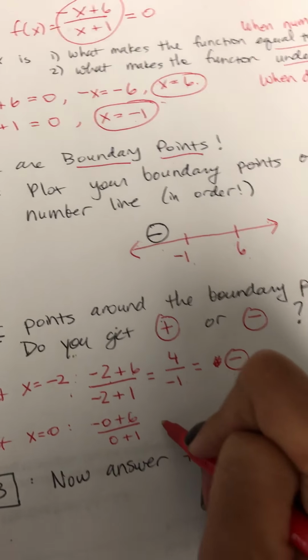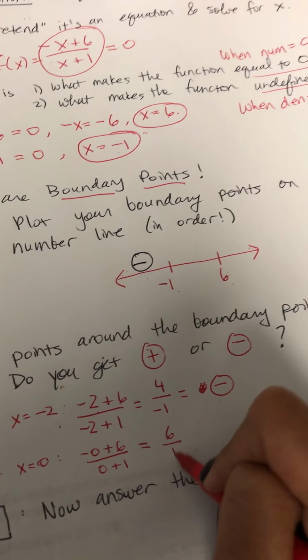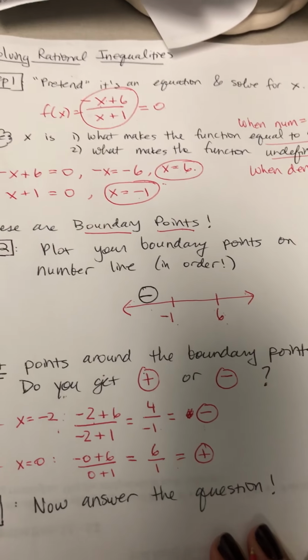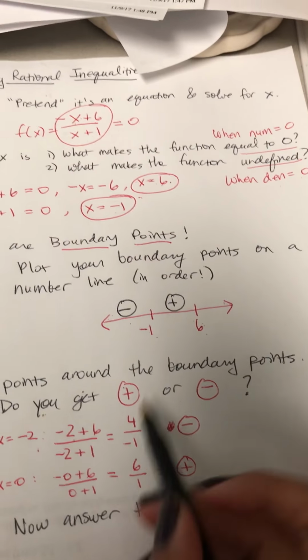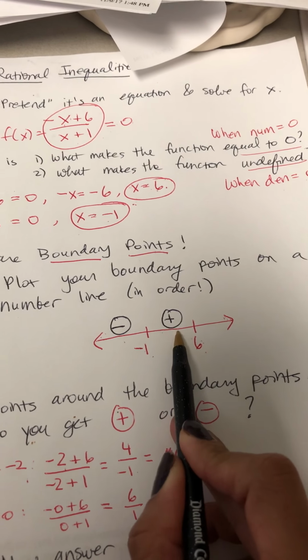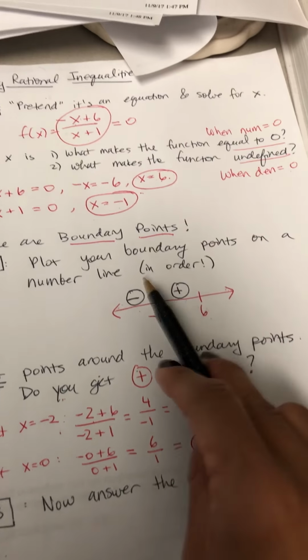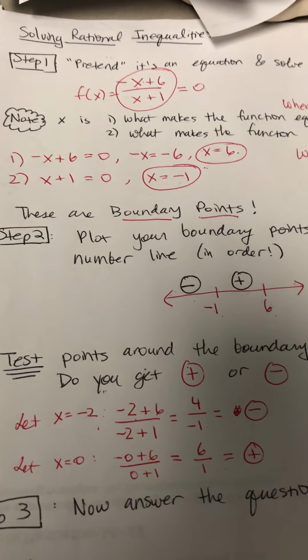What kind of answer do I get? Do I get a positive or negative? I get 6 over 1, which is a positive answer. So here, between -1 and 6, we get a positive answer. Again, even if you plugged in the number 4 or 5, you'll still get a positive answer. Go ahead and try that if you want to test that.